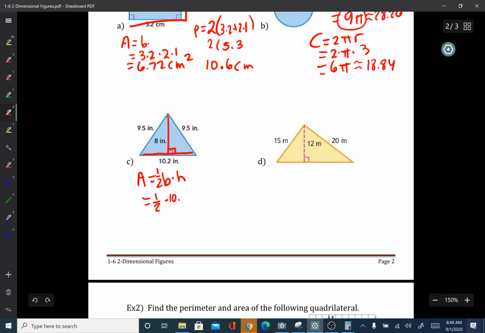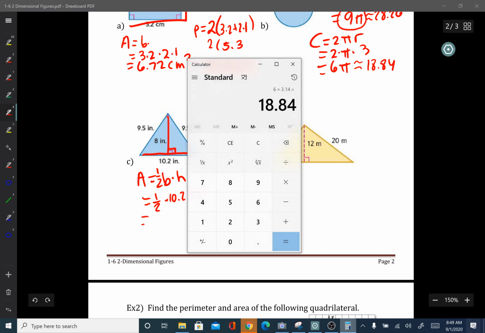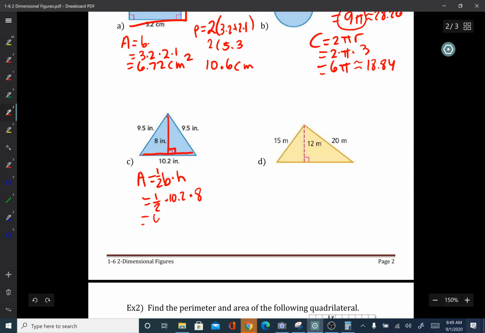So this is 10.2 times the height is 8. So I get 0.5 times 10.2 times 8. 40.8. The area is 40.8, just base times height divided by 2.